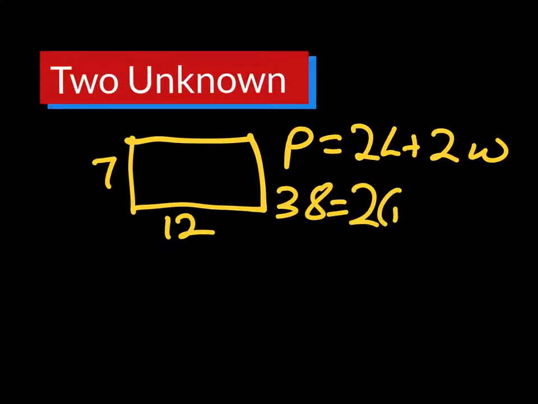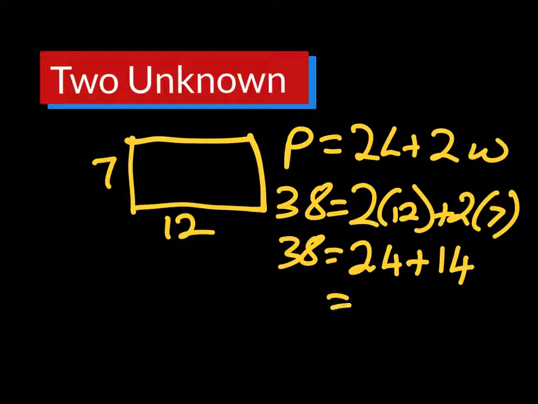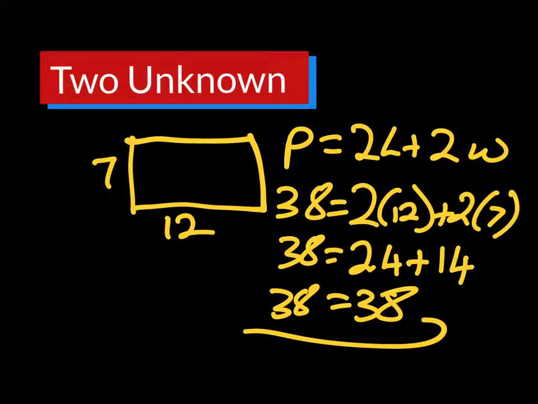2 times the length is 12 plus 2 times the width, which is 7. So 38 is equal to 2 times 12 is 24 plus 2 times 7 is 14. 24 plus 14 gives us 38 equals 38. Since both sides are equal, we know that our answer is true.